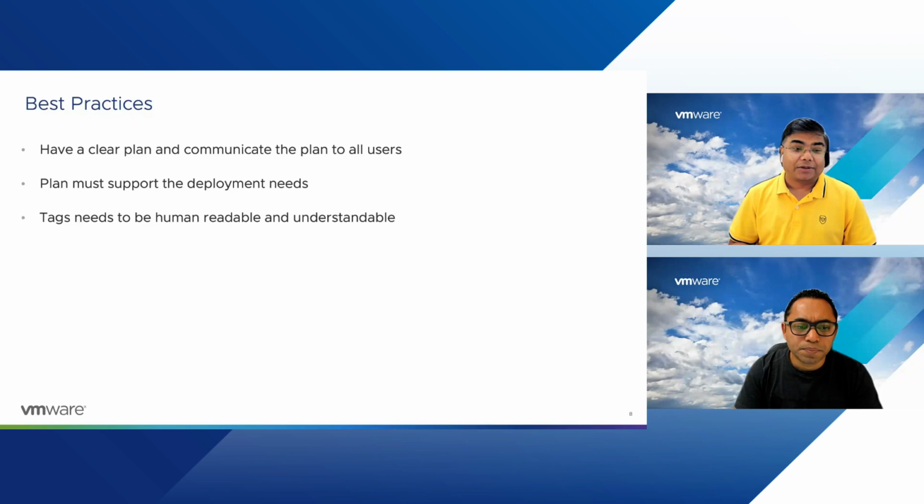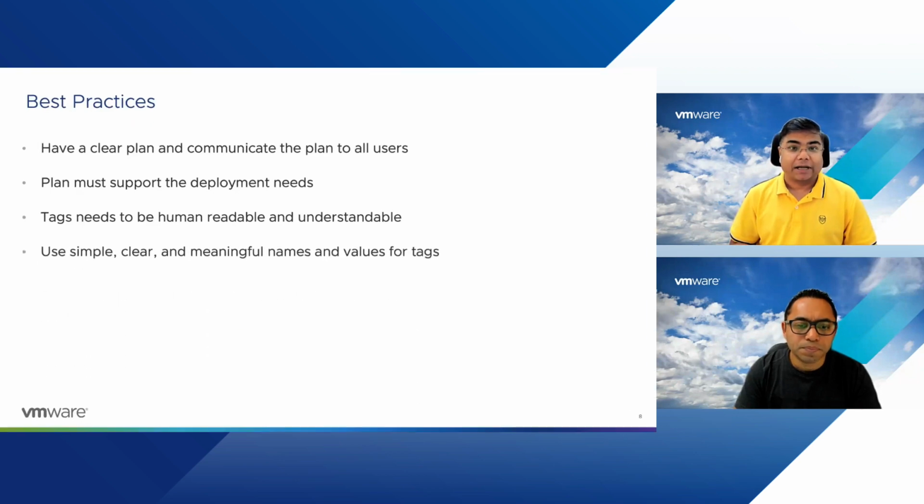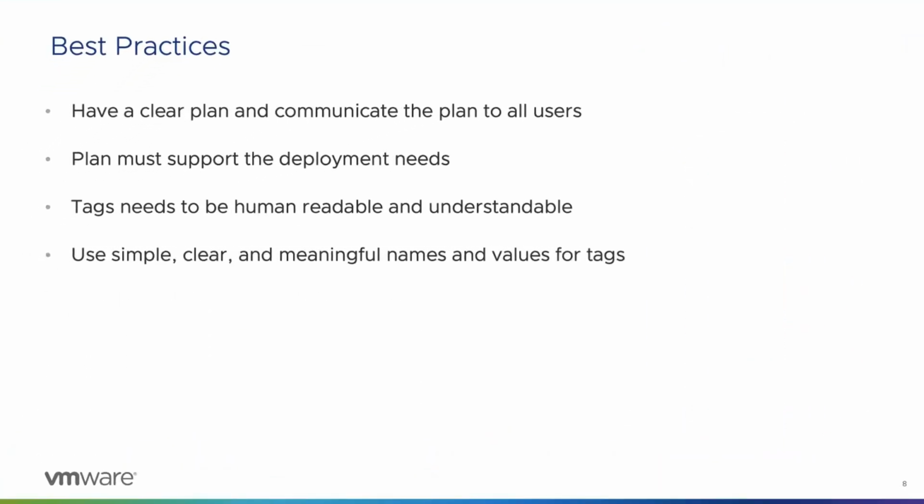The tags need to be human readable and understandable. They need to be simple, with clear and meaningful names and values for tags. For example, if you have SSD storage, and then SAS-based storage, and then HDD storage, tag them accordingly. If you have tiers, tag them accordingly, like gold, silver, bronze. It makes sense, right?